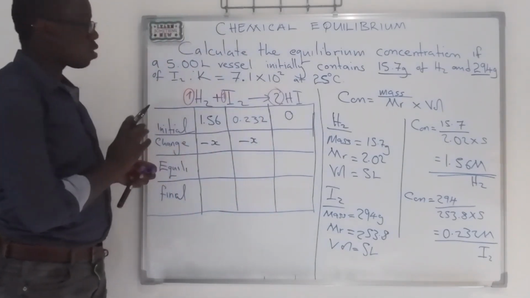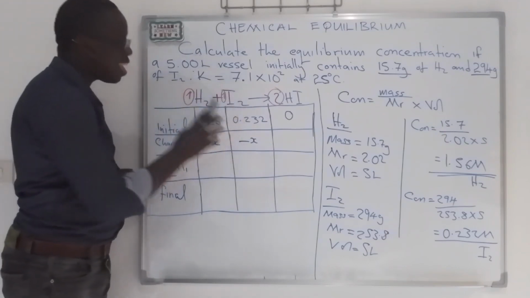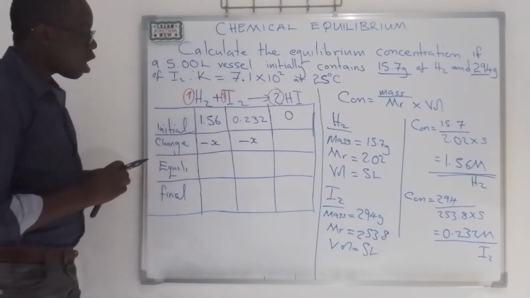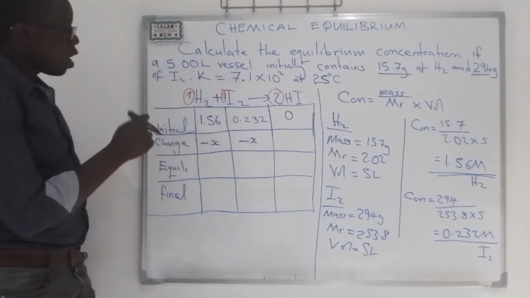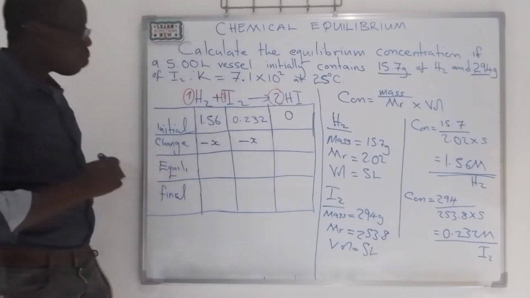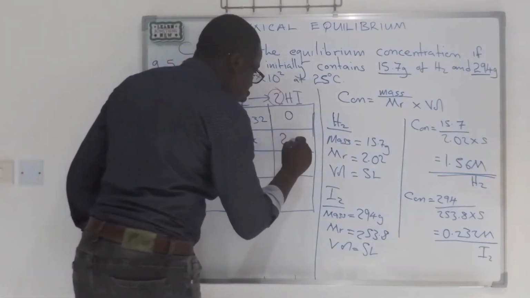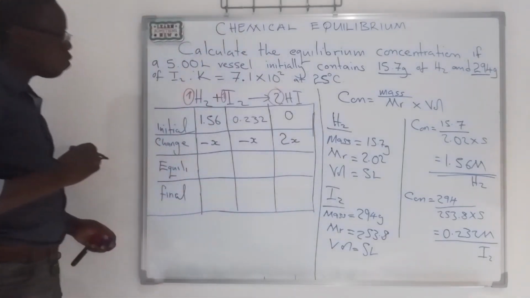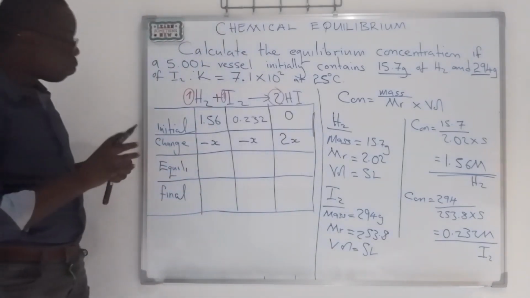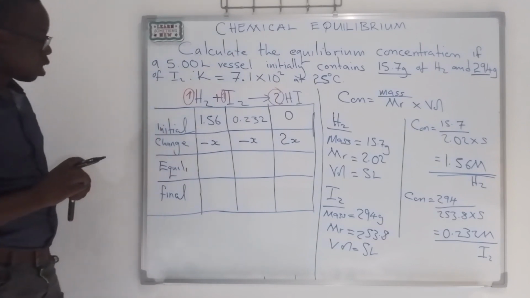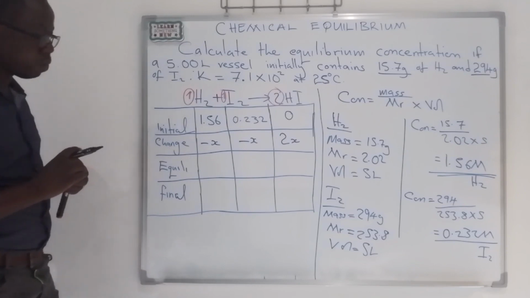This negative x will be the change for the reactants. Now, what will be the change for the product? If x is the variable that will change, then for the product it will be 2x in terms of concentration. So for the products it will be 2x. Now, how will this situation be at equilibrium?